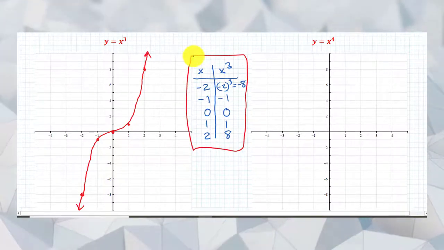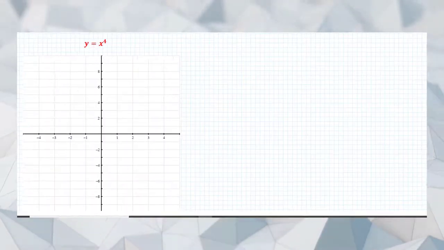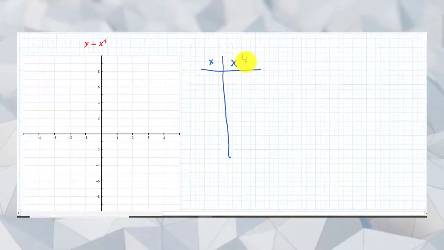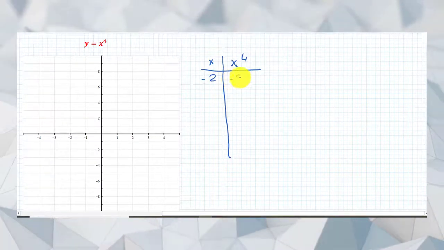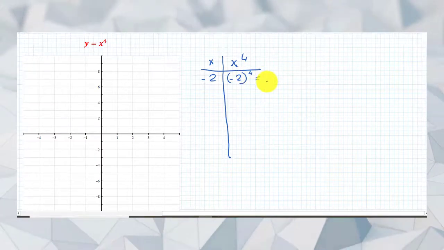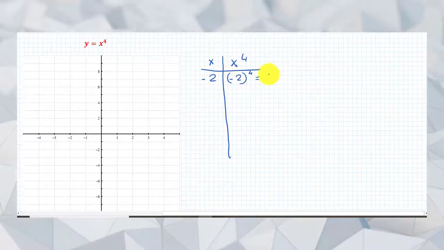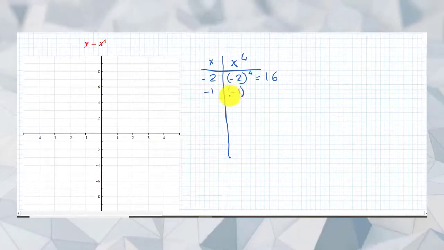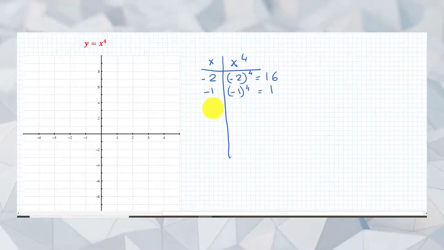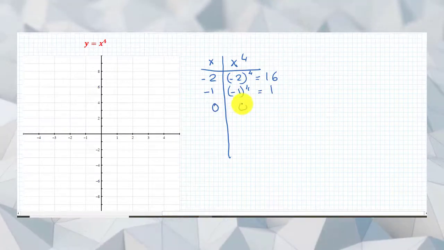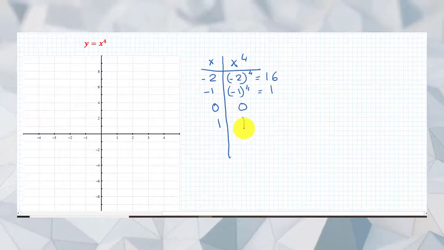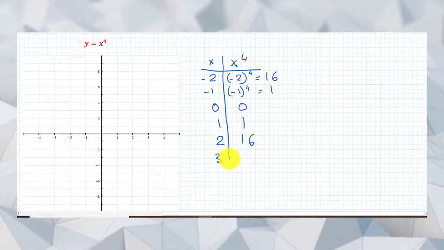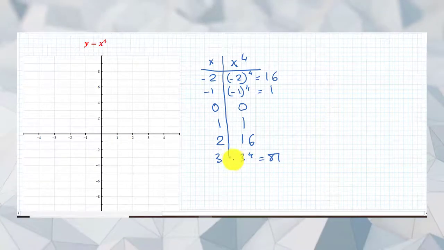Let's now look at the graph of y equals x to the fourth. Okay, I'll do the same thing. I'm going to be looking at some inputs and outputs of the function x to the 4. So if x is negative 2, negative 2 to the 4th is negative 2 times negative 2 times negative 2 times negative 2, that is 16. If x is negative 1, negative 1 to the 4th is 1. 0 to the 4th is 0. 1 to the 4th is 1. And 2 to the 4th is 16. If I look at 3 to the 4th, I don't have room in the window. 3 to the 4th is 81.